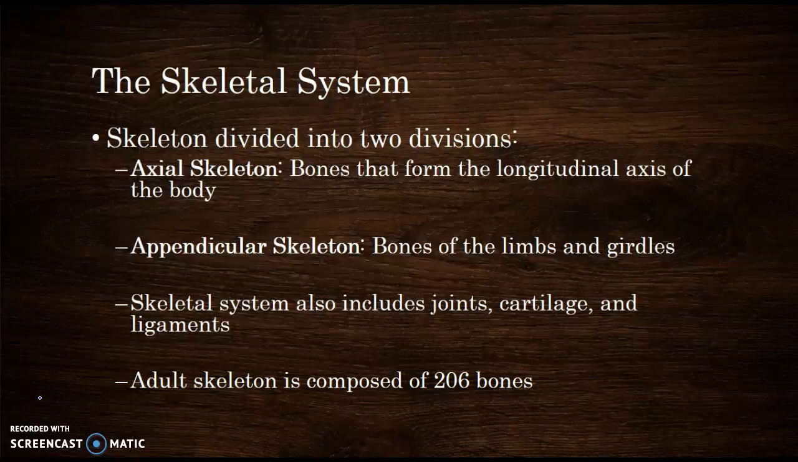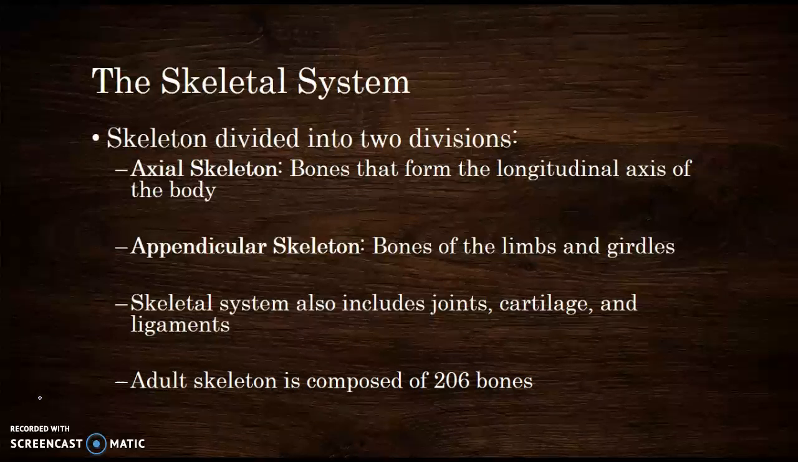So the skeletal system is divided into two major components. You have an axial skeleton and an appendicular skeleton. And we're going to break this down even more when we start to talk about the major bones of the body in our next lesson. So your axial skeleton is going to be your skull, your vertebral column, and your rib cage, and then your appendicular skeleton is going to be your shoulder girdle, your pelvic girdle, and then all the bones of your limbs.